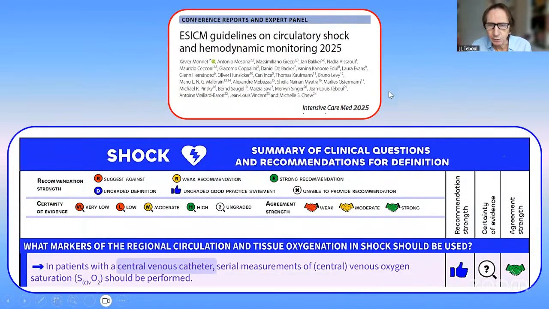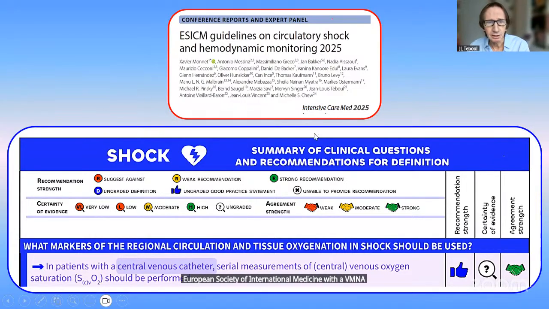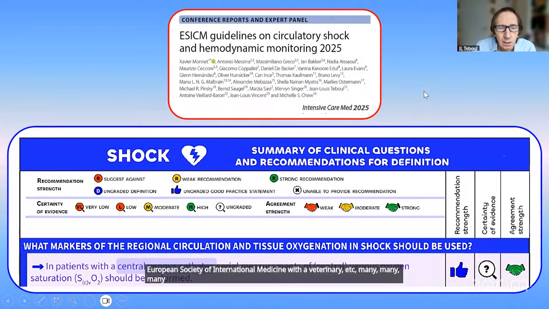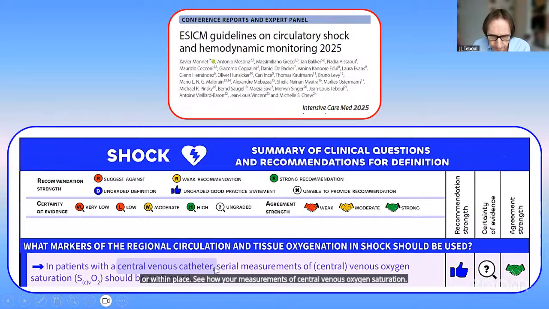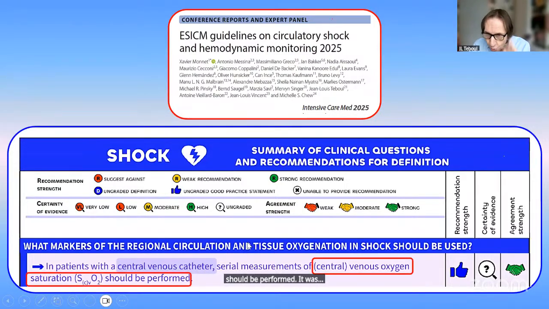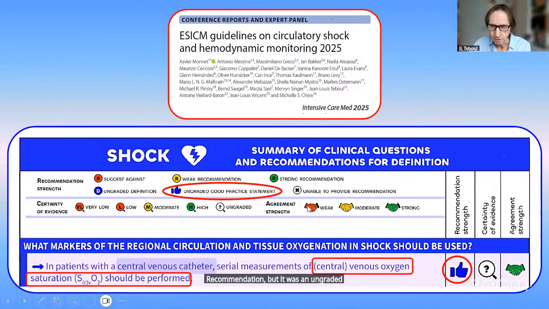And more recently, it was published some weeks ago in Intensive Medicine, the ESICM, European Society of Intensive Medicine, with Xavier Monnet, Jan Bakker, Maurizio Cecconi, etc., many people. We said in patients with a central venous catheter already in place, serial measurements of central venous oxygen saturation should be performed. It was an ungraded good practice statement, but a very strong agreement among experts.